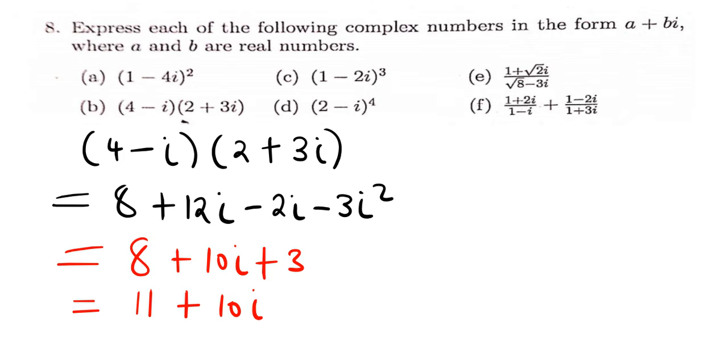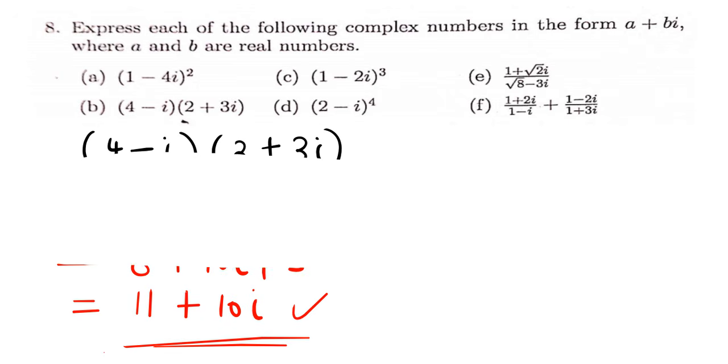When we've done that, we've solved. It is in the form of a, which is the real part, and bi or ib, the imaginary part, which is this. So basically that is how you solve this one.